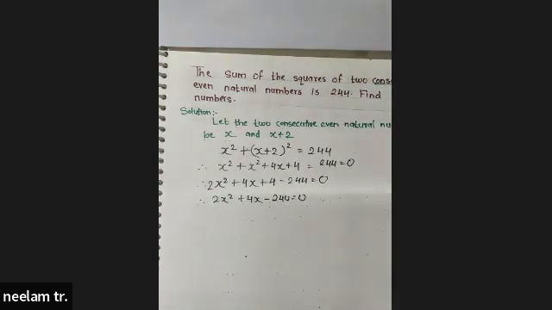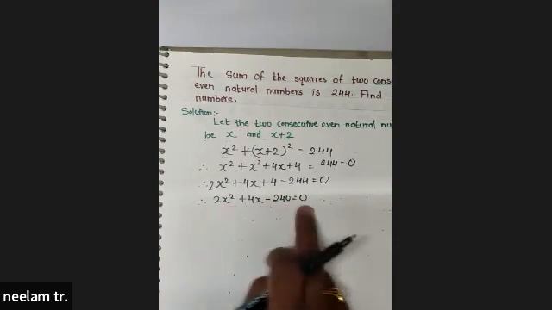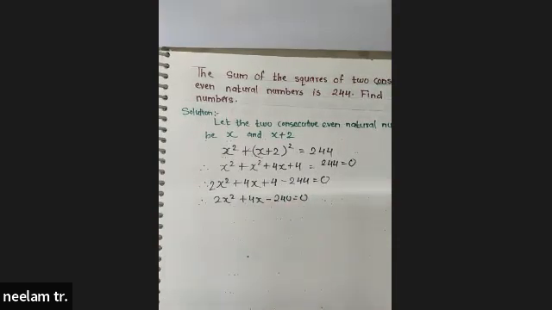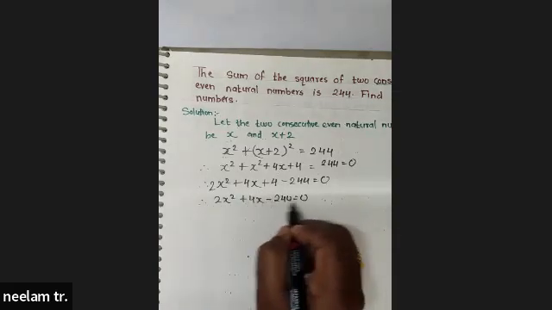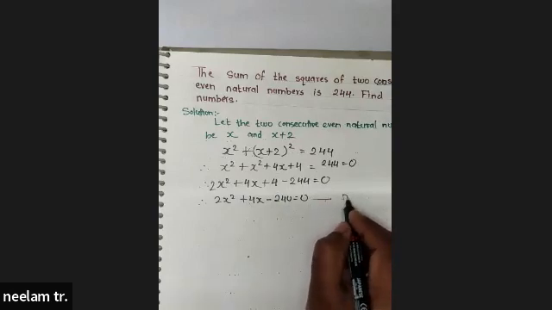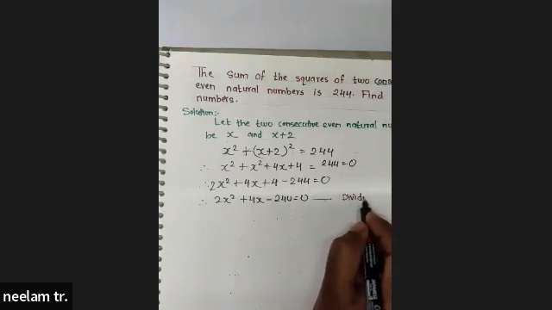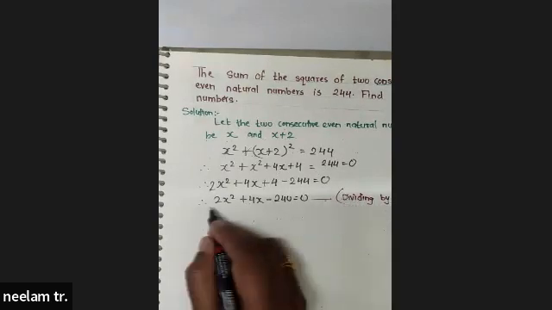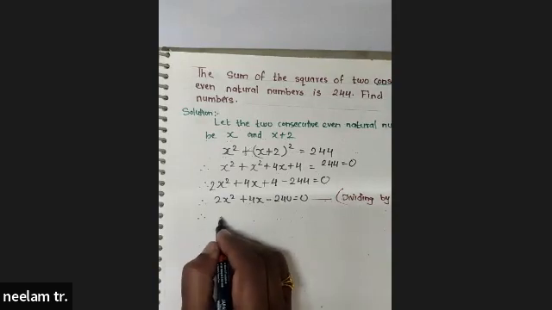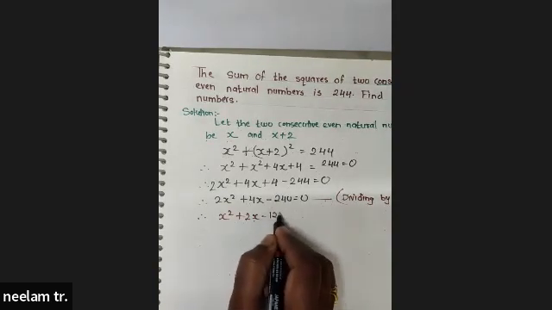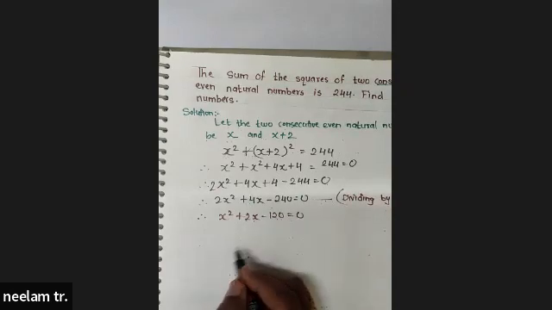Now you will say, ma'am, everything is divisible by 2. 2 1s are 2, 2 2s are 4, 2 120s are 240, 0 is remaining. So I'll divide my equation, everything, by 2. That is my x square plus 2x minus 120 is equal to 0.